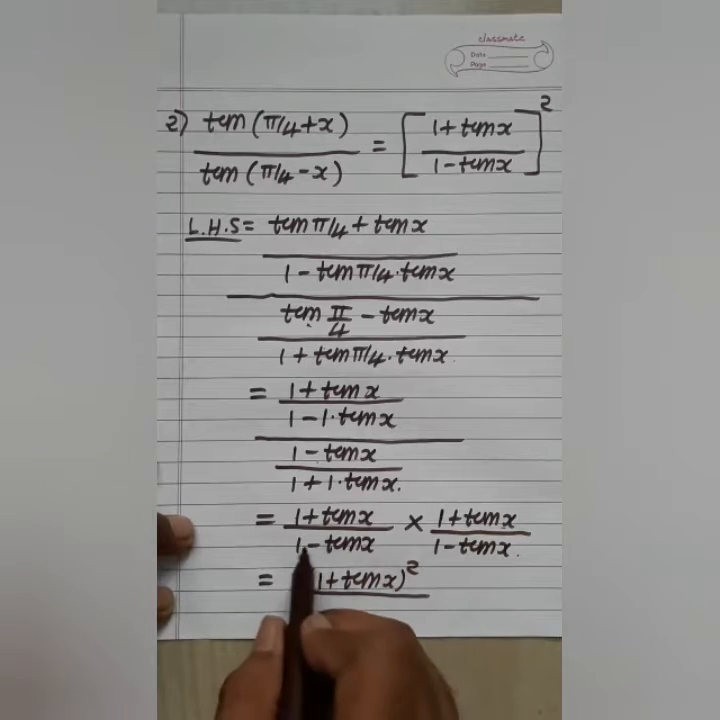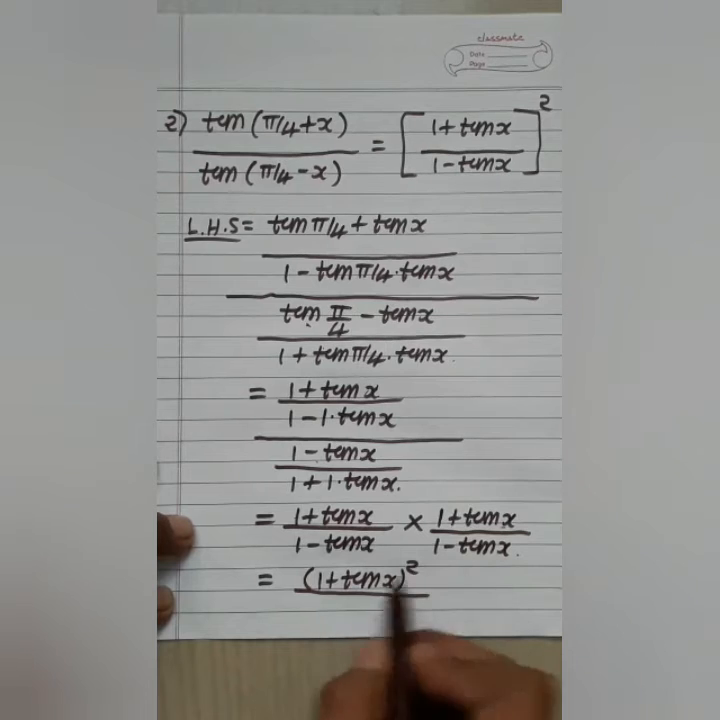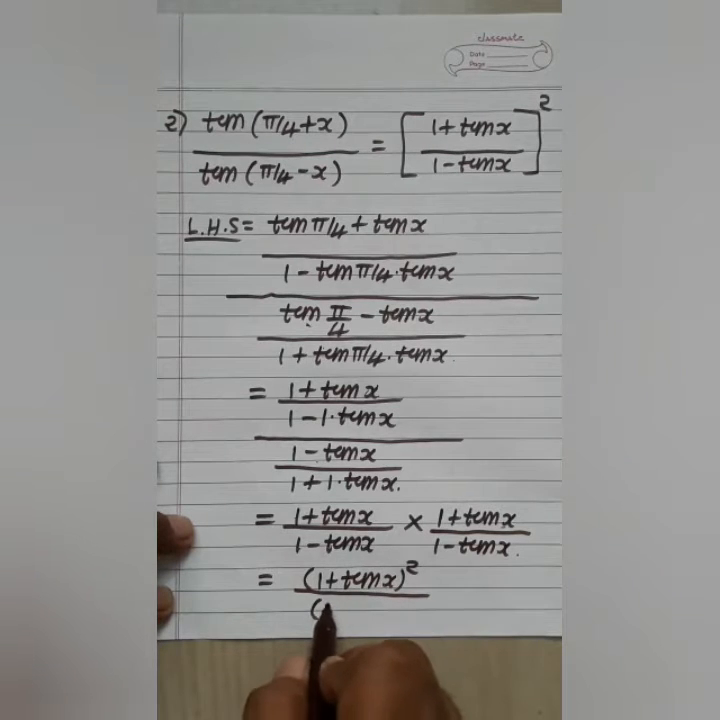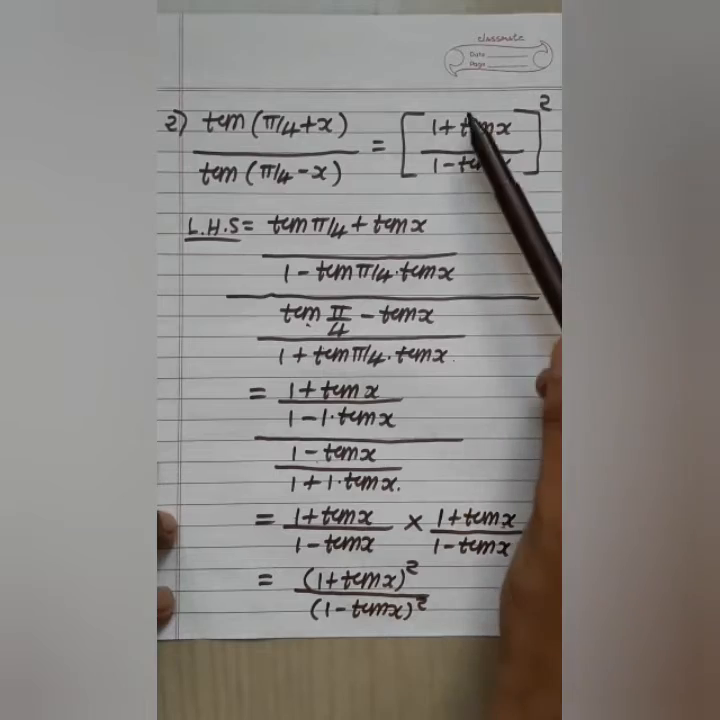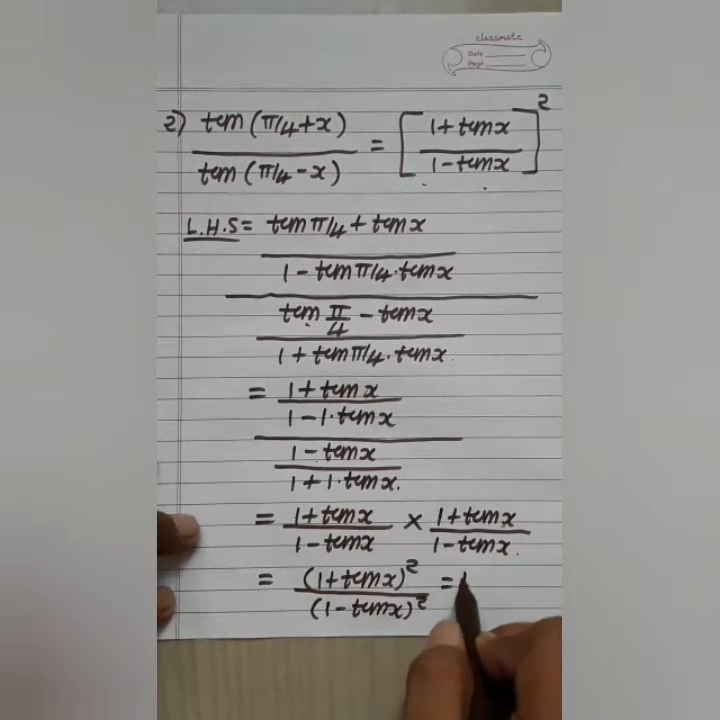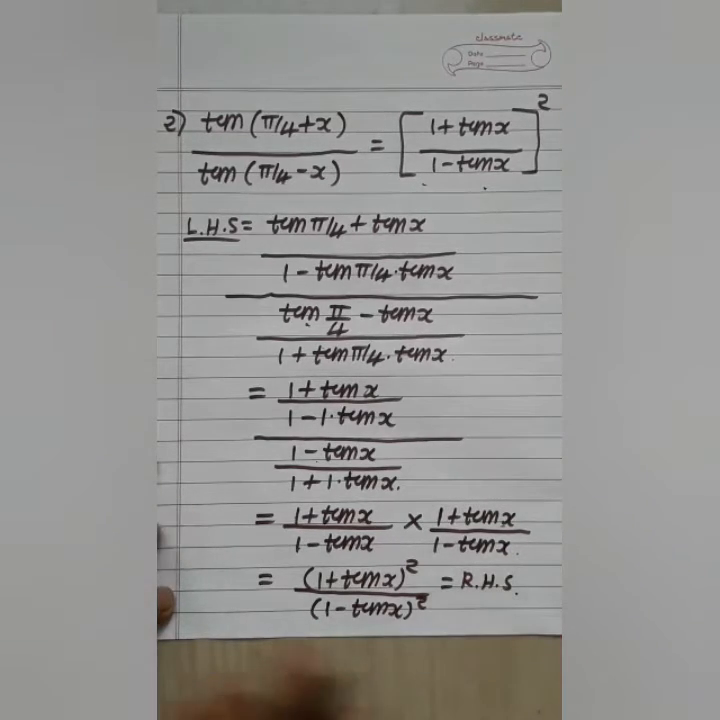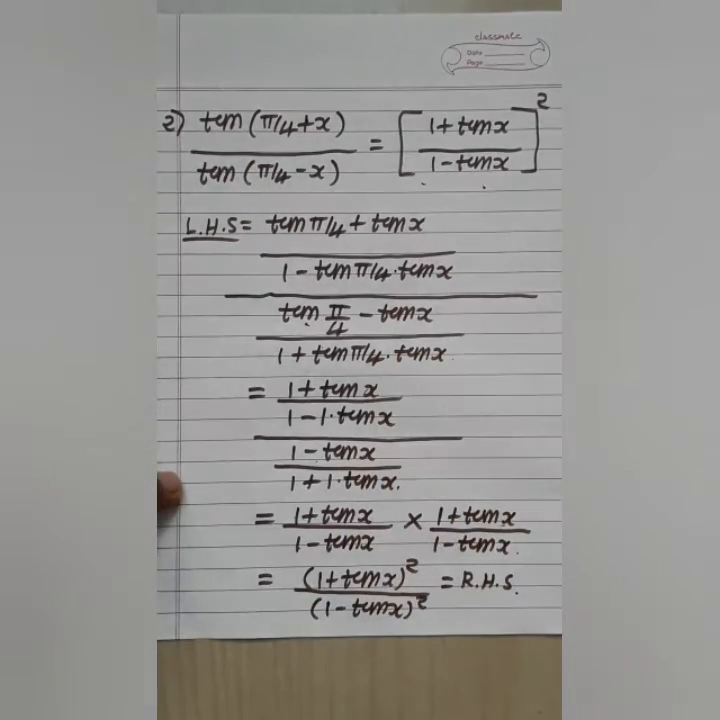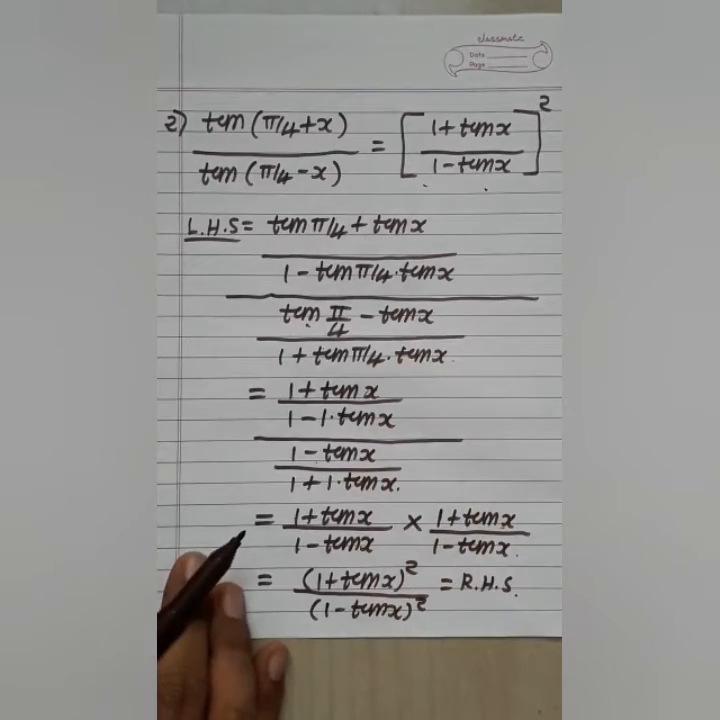Same way in the denominator, 1 minus tan x, another bracket 1 minus tan x, that means 1 minus tan x whole square. We can also write this in the form (1 plus tan x upon 1 minus tan x) whole square. So it is equal to the RHS side. So tan(pi by 4 plus x) upon tan(pi by 4 minus x) is equal to this result. Now next question.